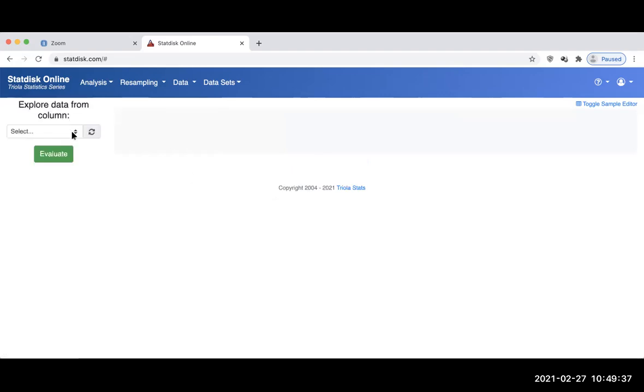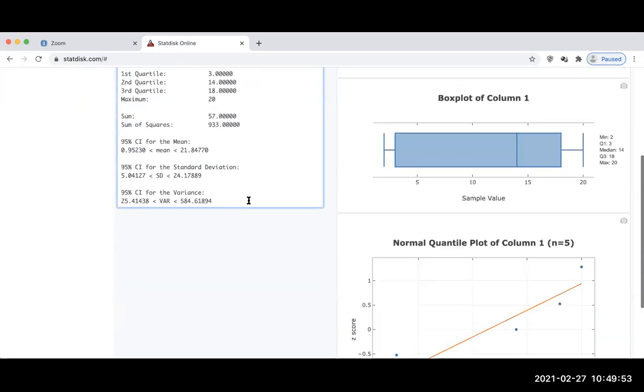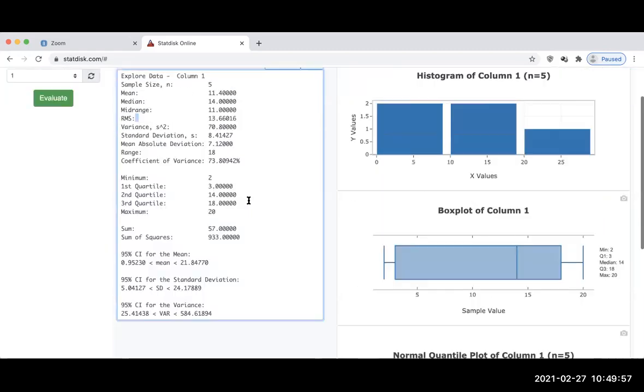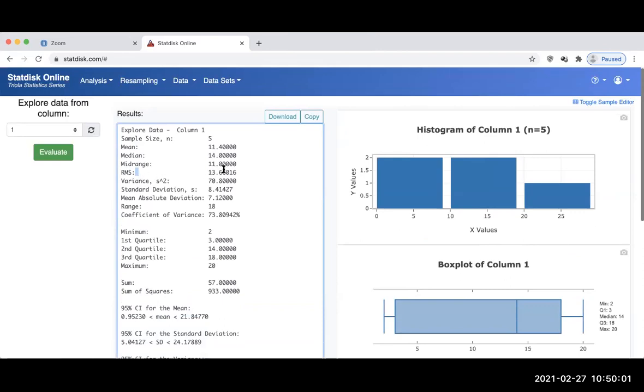Okay, there it is. Column 1. Let's see. Root mean square. Here's my root mean square. They give you a lot of stuff. We'll go over it eventually, but for right now, we're only looking at the root mean square.